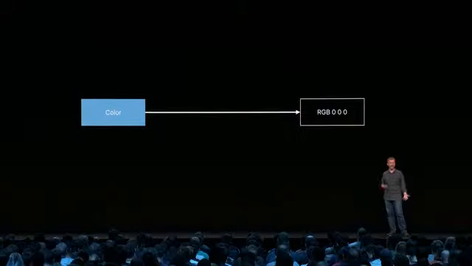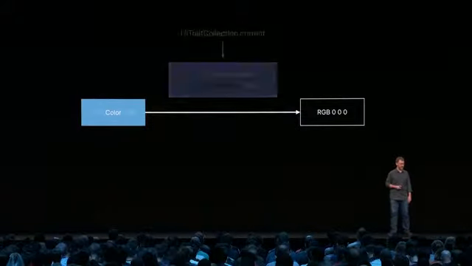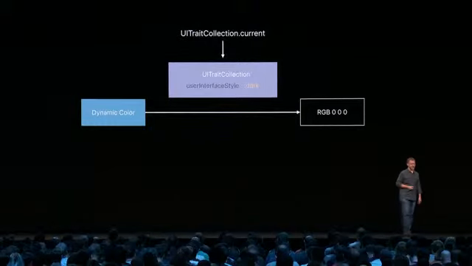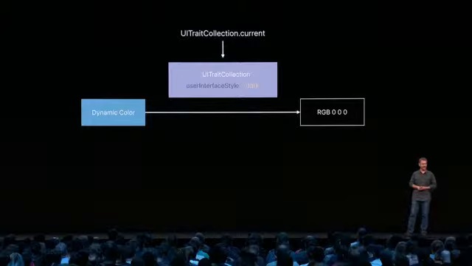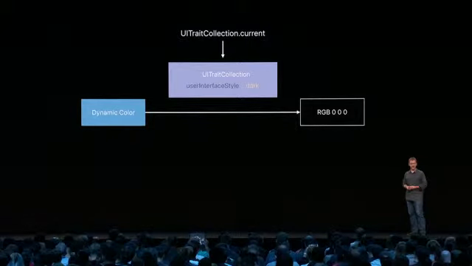When I ask it, I don't pass in a trait collection. How does it know? Well, there's a new property on UITraitCollection called current. And this is set for you by UIKit. Then the color is resolved using that current trait collection. And again, we're following the same pattern from the Mac. This is the same concept as NSAppearance.current.